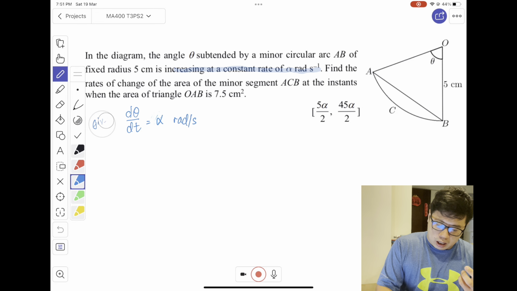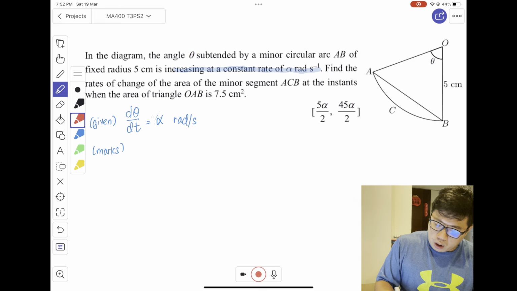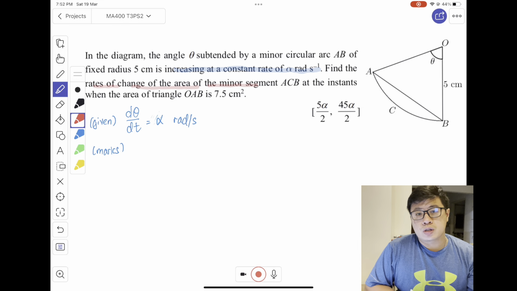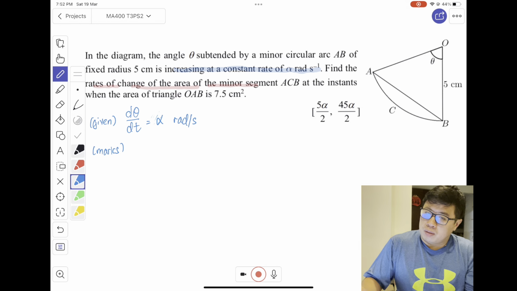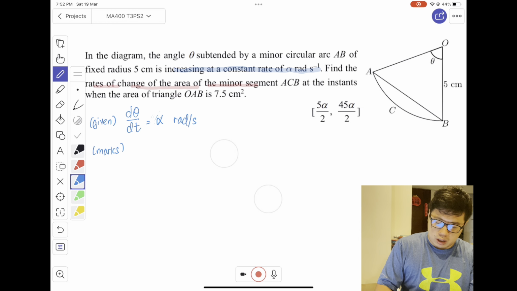So what are we supposed to find, or what's the one that gets us the marks? The hint will be here, where we are supposed to find the rate of change of the area of the minor segment. So what is this asking for? Because we are asking for the rate of change of the area, for simplicity, let's just use A. So what we are looking for is dA dt. This is the one because they ask for the rate of change of the area.